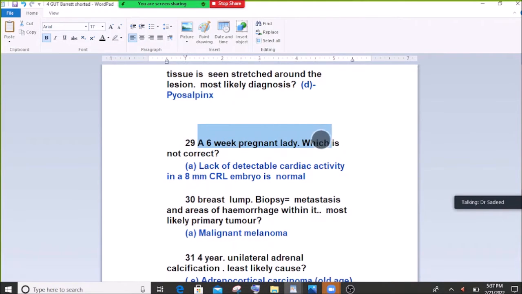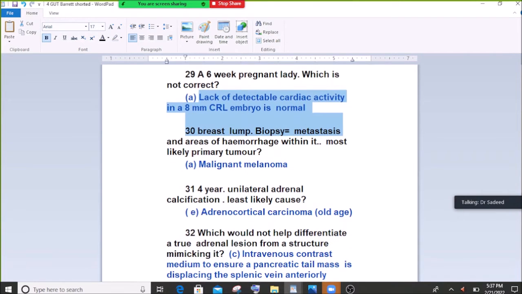Then a 6-week pregnant lady, what is not correct? Lack of detectable cardiac activity in an 8 mm CRL is normal, is abnormal. Question 30, breast lump, perhaps there are metastases and areas of hemorrhage within it, what would be the primary tumor? Malignant melanoma. Hemorrhagic metastasis is seen in malignant melanoma and choriocarcinoma.